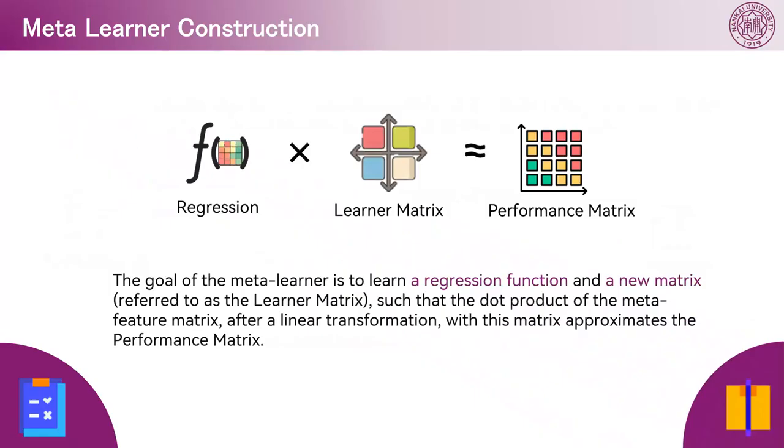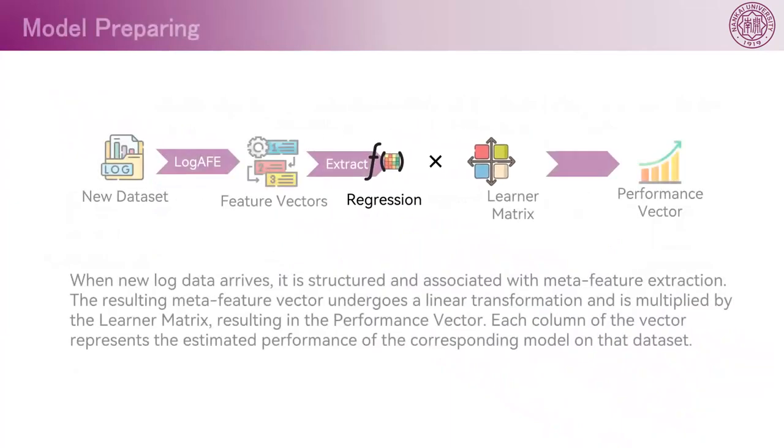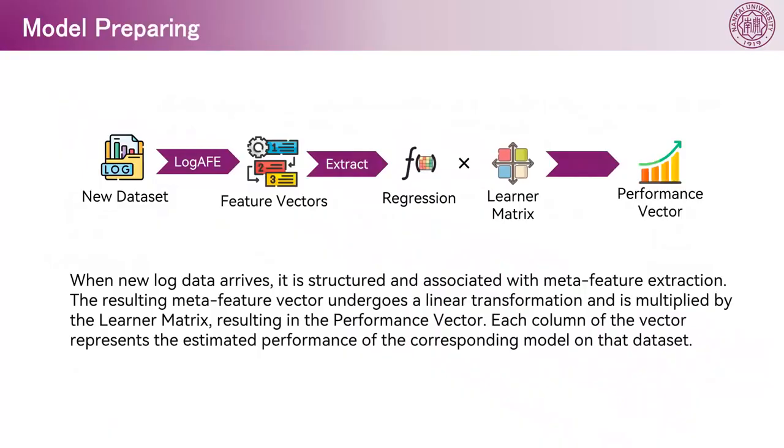The goal of the meta-learner is to learn a regression function and a new matrix referred to as a learner matrix, such that the dot product of the meta-feature matrix after a linear transformation with this matrix approximates the performance matrix. When new log data arrives, it is structured and goes through meta-feature extraction. The resulting meta-feature vector undergoes a linear transformation and is multiplied by the learner matrix, resulting in the performance vector. Each column of the vector represents the estimated performance of the corresponding module on the dataset.